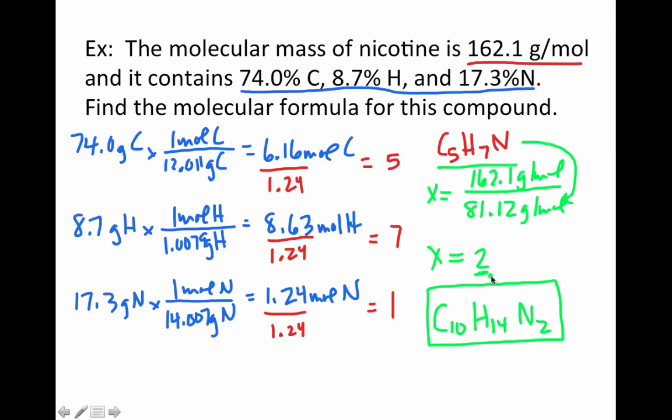Now this number is not always going to come out to 2. It was just a coincidence in these examples, but you can have anything from 2, 3, 4, 5. Sometimes it'll be 1. If it's 1, you just keep it the same.